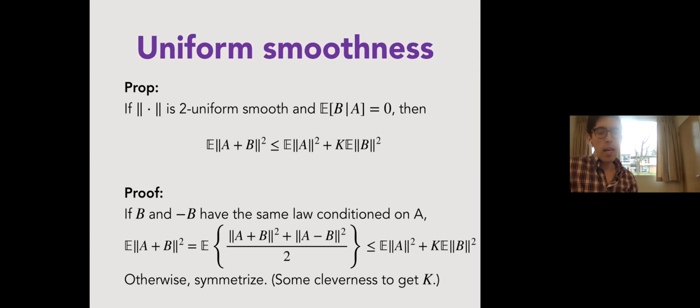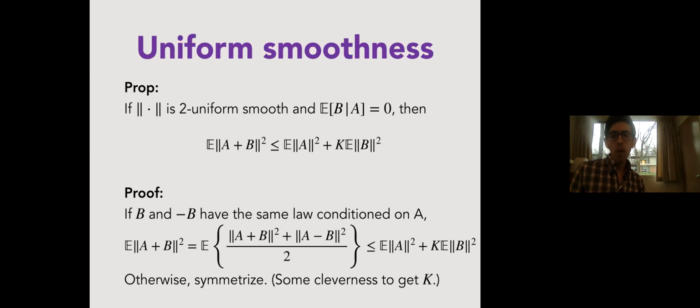As for the proof, let's first pretend that B isn't merely mean 0 conditioned on A, but actually symmetric. So B and negative B have the same law. In that case, the norm of A plus B squared has the same distribution as that of A minus B squared. So this expectation is nothing other than the expectation of this average quantity, which showed up in the definition of uniform smoothness. Then applying the uniform smoothness requirement, this object in the middle is bounded by A squared plus K B squared, and then we can pull the expectations inside.